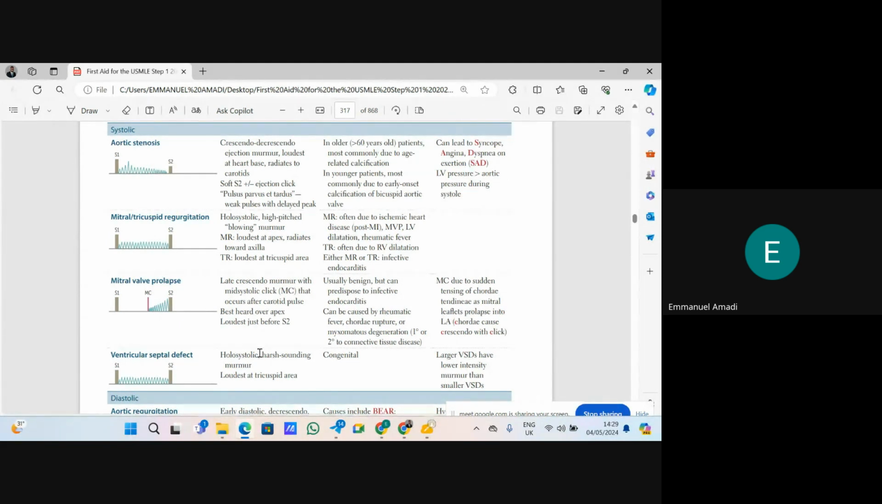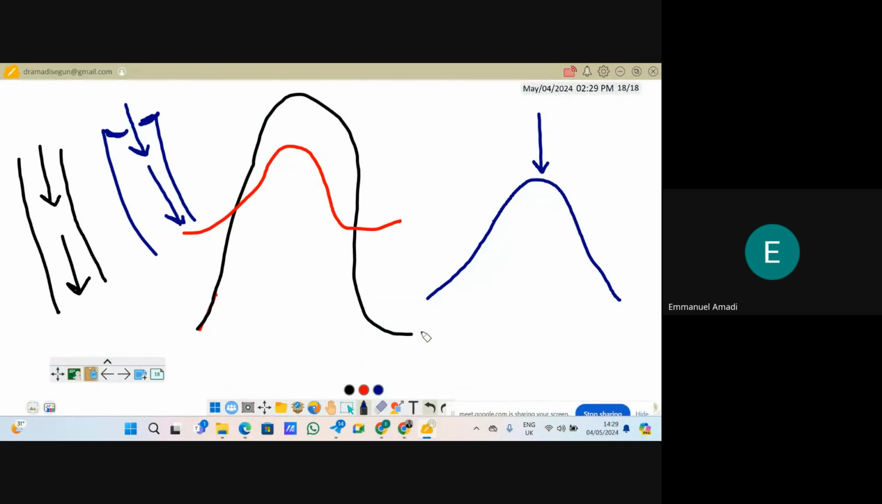Now, the next thing is that you can have what we call pulsus parvus et tardus, which is a weak rising pulse that has a very delayed peak. In a normal person, when you want to eject blood from the ventricle, the aortic valve will open rapidly. It will open rapidly, the blood will leave, and it will close, and everything is normal.